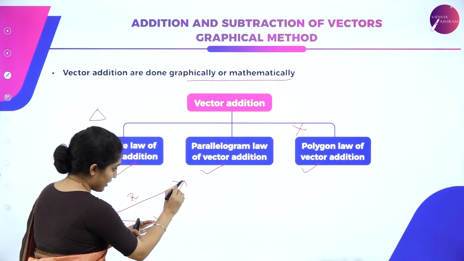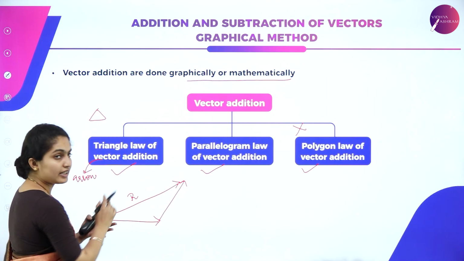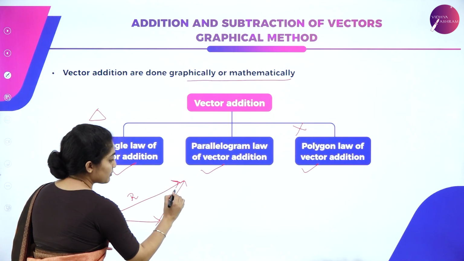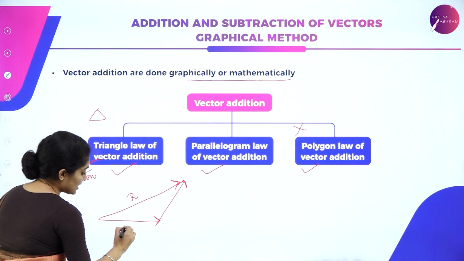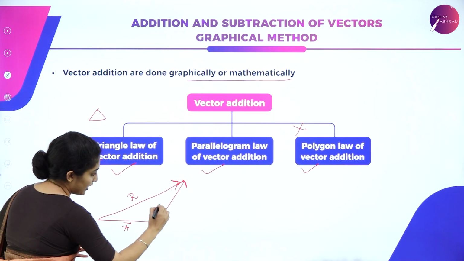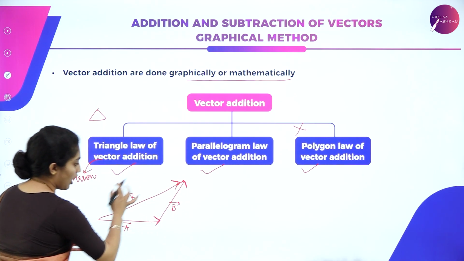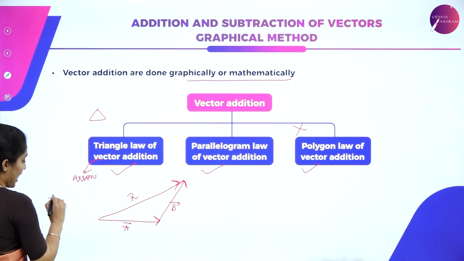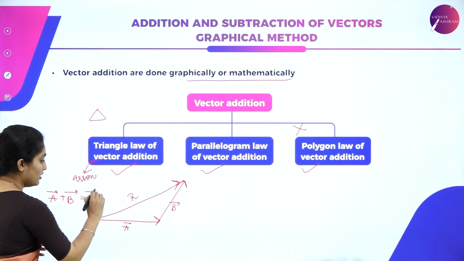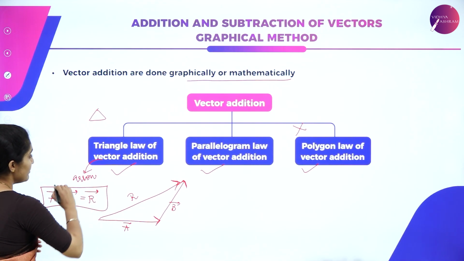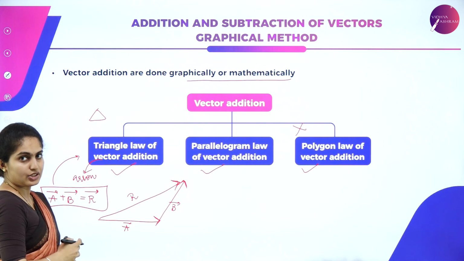For this, we have head to tail again. For head, we are attaching a tail. So arrow mark is a must. This arrow, this arrow, this arrow, 3 arrows are must and should. Consider if this is vector A and this is vector B, then how can we give this addition? Adding vector A plus vector B, we get a resultant vector. So this is the triangle law of vector addition.